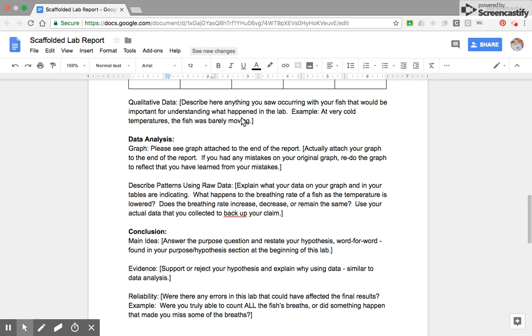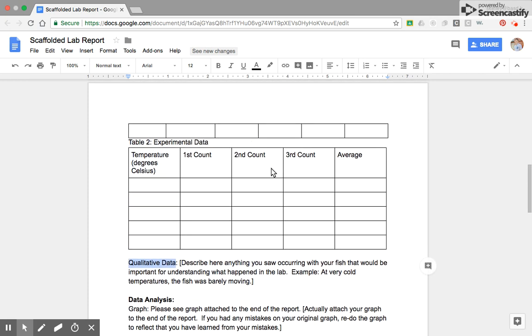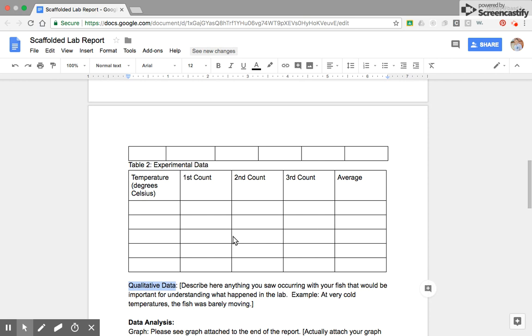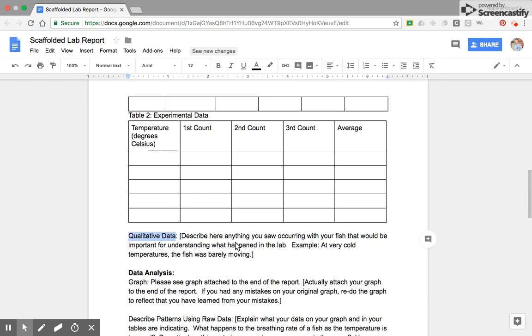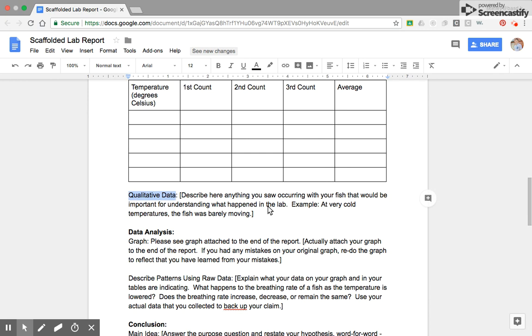Qualitative data. So essentially, qualitative is opposite of quantitative. So all this above here, that's your quantitative. It deals with numbers. So that was degrees Celsius for temperature. For qualitative data, what you're going to do is describe anything that you saw in the lab. What did you see happening? So it could be the fact that at very cold temperatures, the fish was barely moving, or you saw it kind of settle in one spot in the tank. So remember that you want to be as descriptive as possible, and you really should include at least 3 sentences.